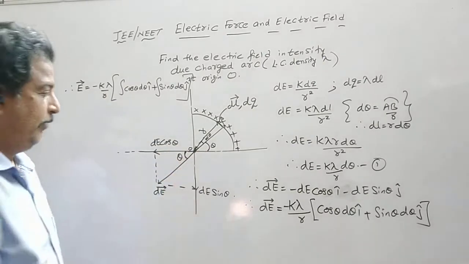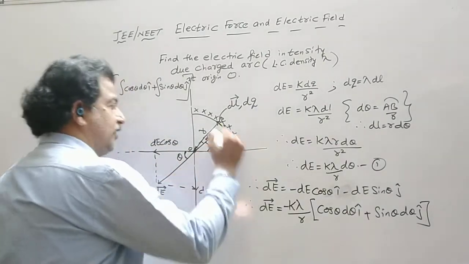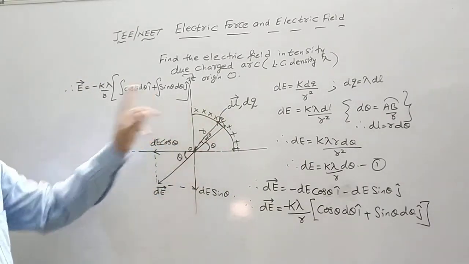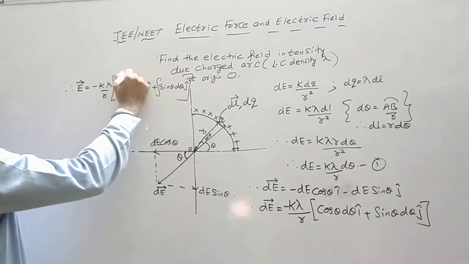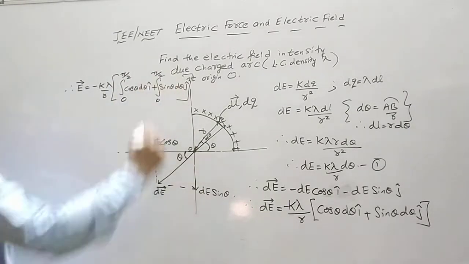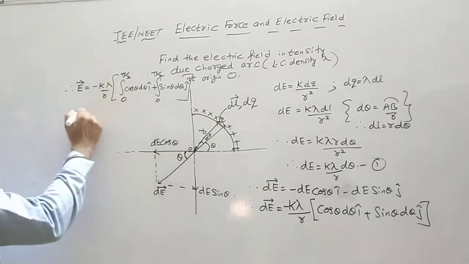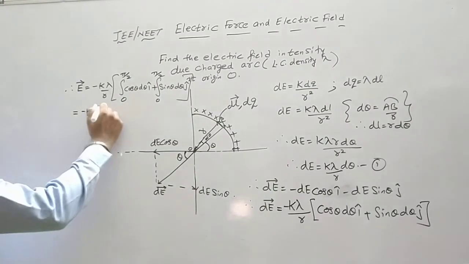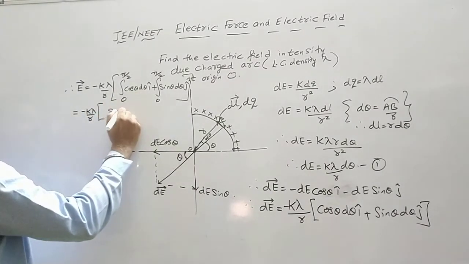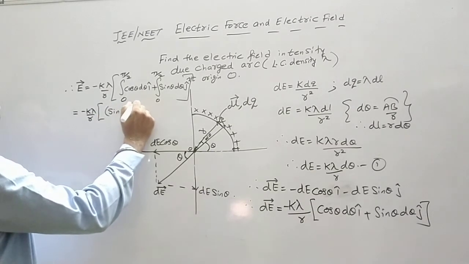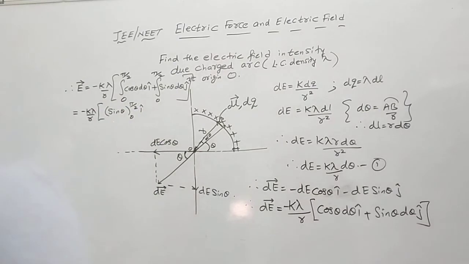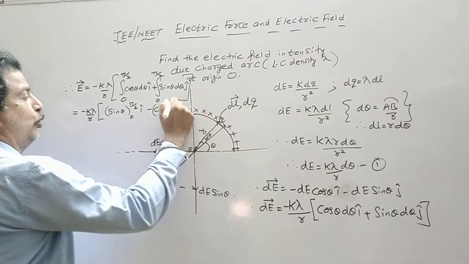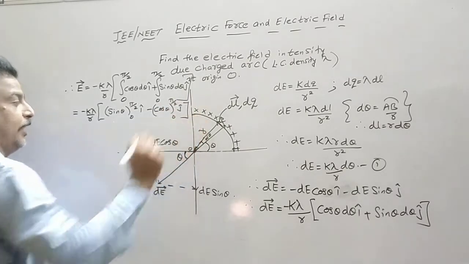Now see the limit. If we take the first element, theta is 0, and if I take the last element, then theta is 90. So the limit is from 0 to 90 degrees or 0 to pi by 2 radian. So this is equal to minus K lambda by R. Then integration of cos theta is sin theta, limit is 0 to pi by 2, direction is i. Integration of sin theta is minus cos theta, limit is 0 to pi by 2, direction is j.